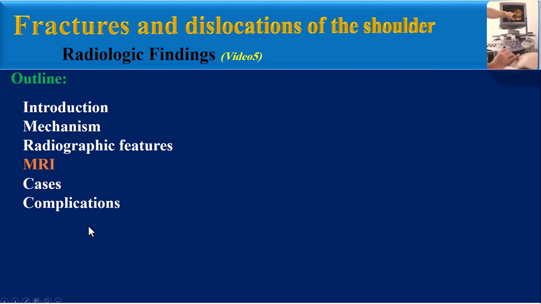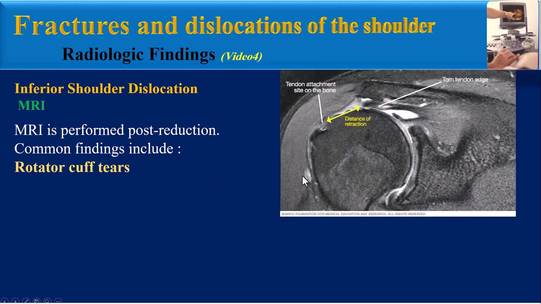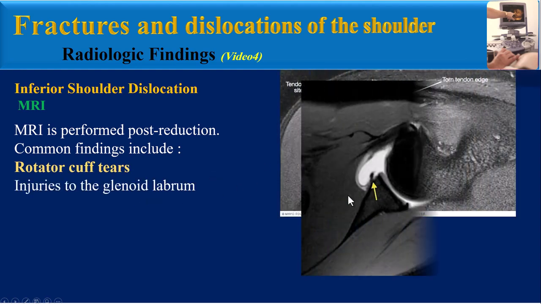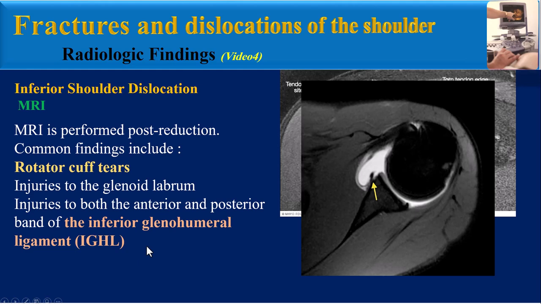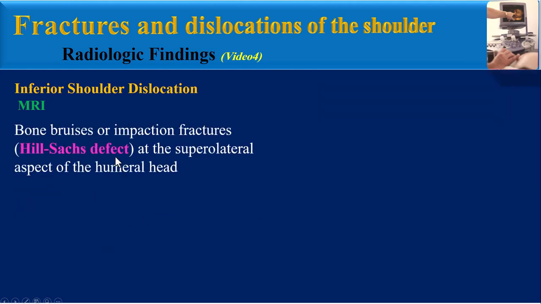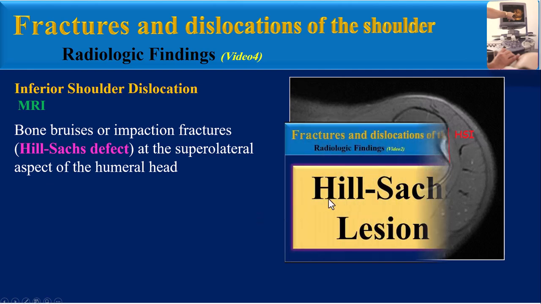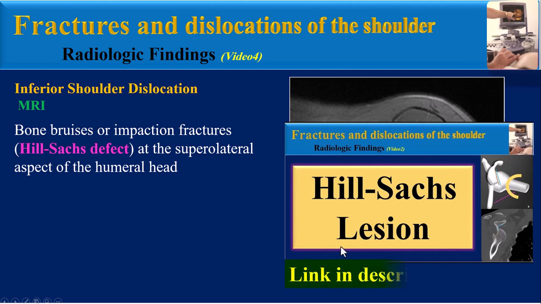MRI. MRI is performed post-reduction. Common findings include rotator cuff tears, injuries to the glenoid labrum, injuries to both the anterior and posterior band of the inferior glenohumeral ligament, and also bone bruises or impaction fracture, famous as Hill-Sachs defects at the superolateral aspect of the humeral head. You can find full explanation about Hill-Sachs lesion in this video.